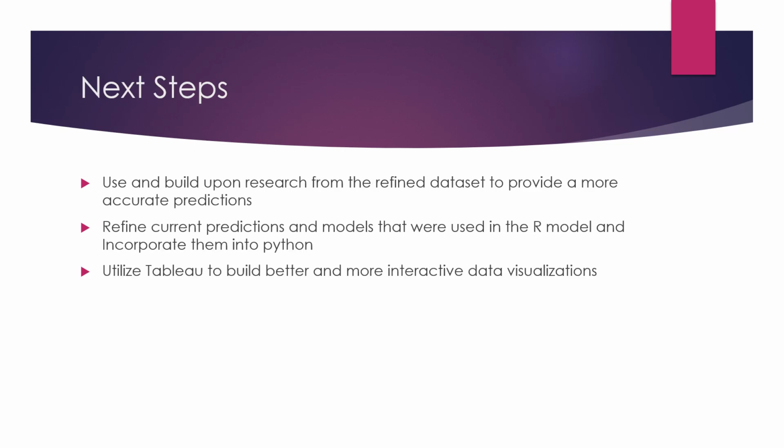So on to next steps. First of all, we need to build upon the research, redefine the dataset, and provide more accurate predictions based upon that redefined dataset. We need to combine certain attacks together so that we have less class variability and a better prediction for the model itself. Next, we have to refine current predictions and models that were used in the R model, incorporate them into Python, and build a better one. And third, we have to utilize Tableau to build better and more interactive data visualizations.